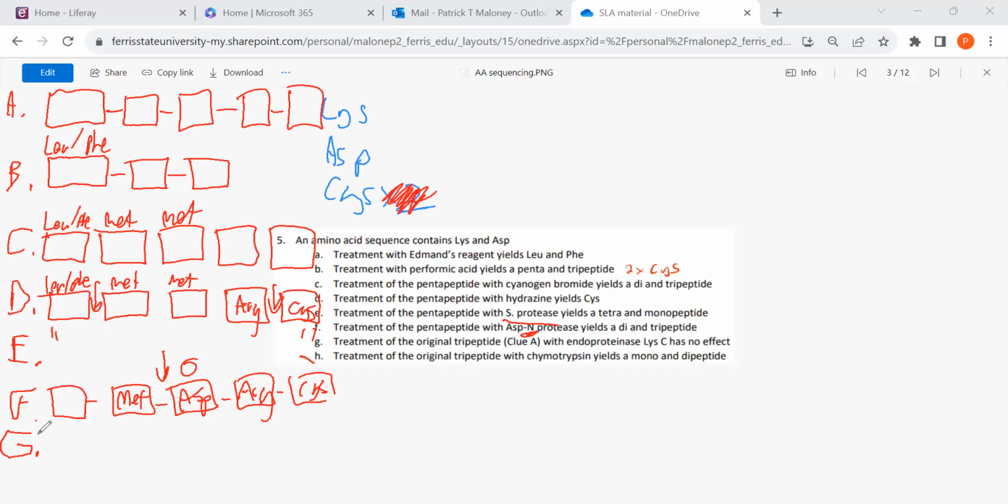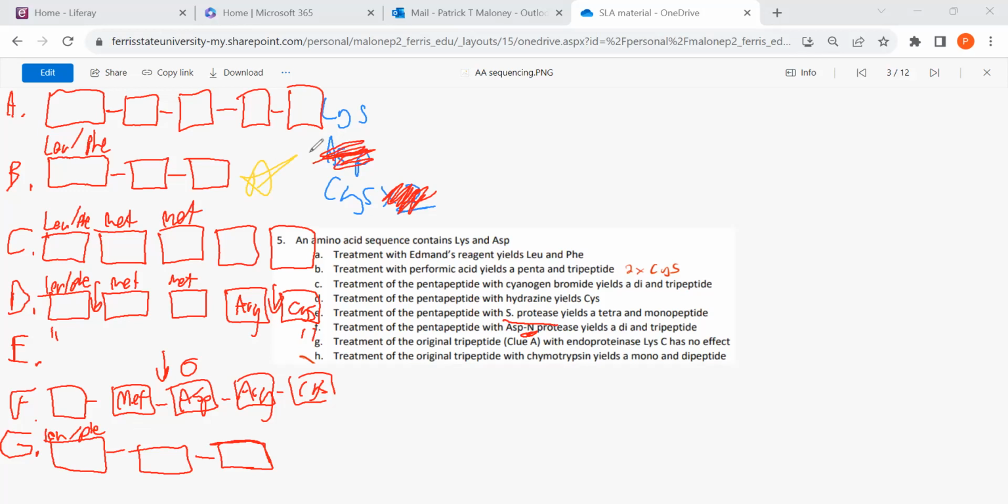Okay. G, treatment of the original tripeptide. So we're talking about this guy here. With endoproteinase Lys-C has no effect. So we've got 3 boxes. The first one is LEU/PHE, a middle box, and a third box. In our bank, we've already burned that ASP. I forgot to cross it off.